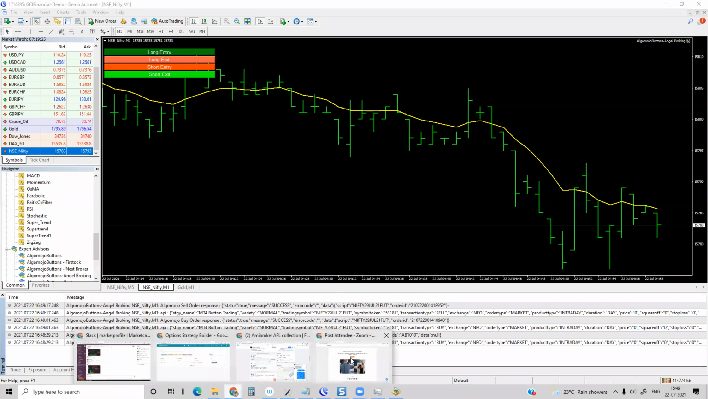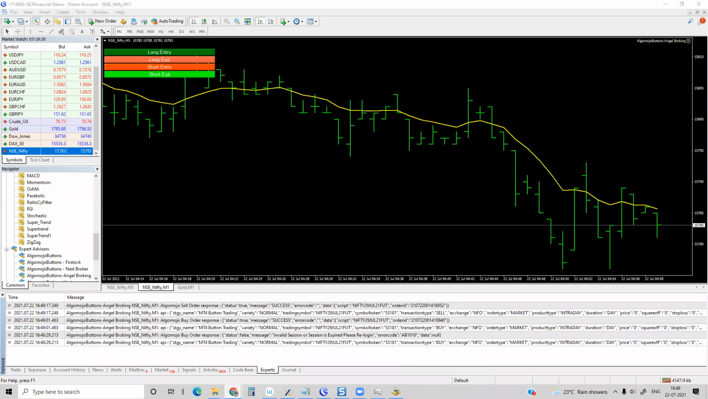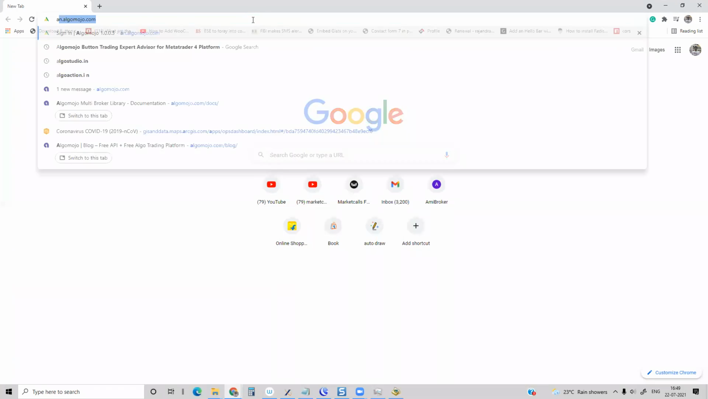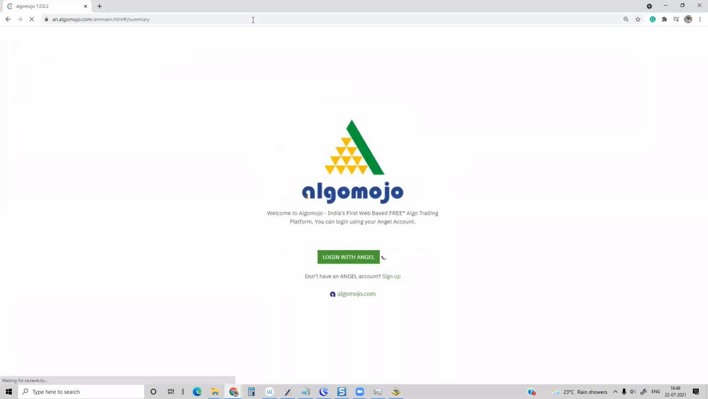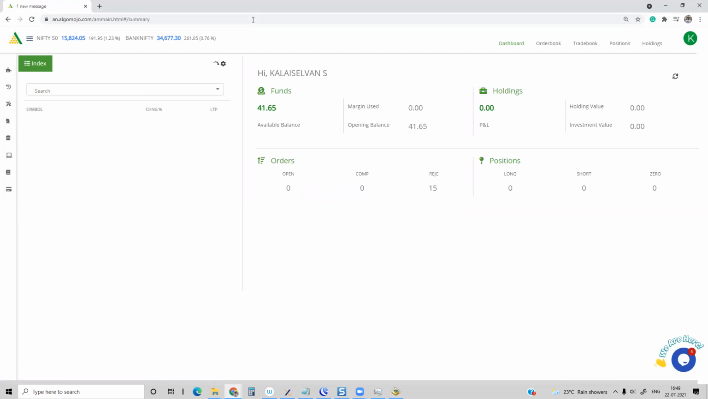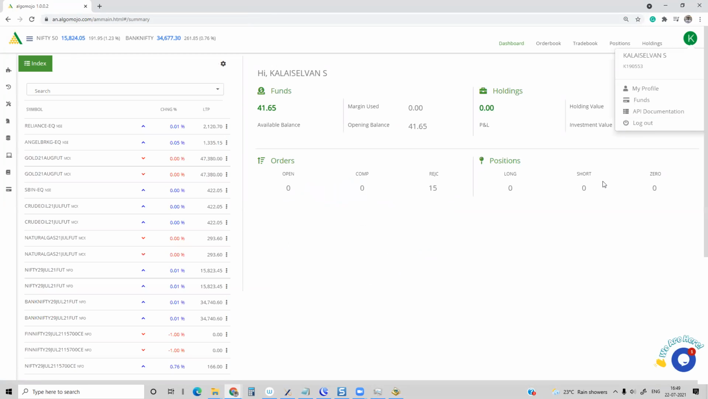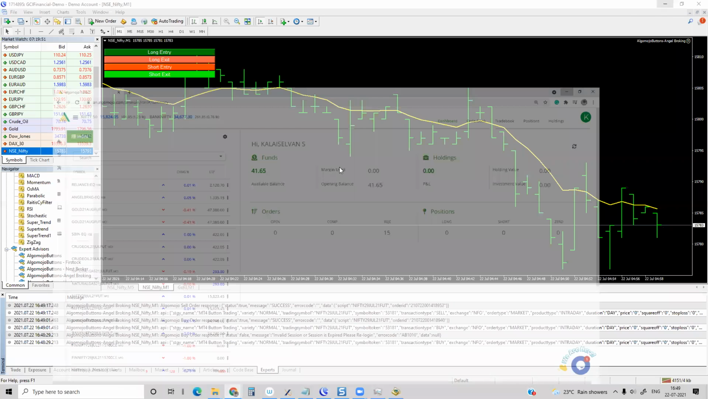So the thing that we need to learn from here is, even if I open a new tab and type in algomojo.com, you can see that it instantly recognizes me and logs me in. Remember, once you log out of the system, you're directly accepting that you don't want to do any automated trading anymore.